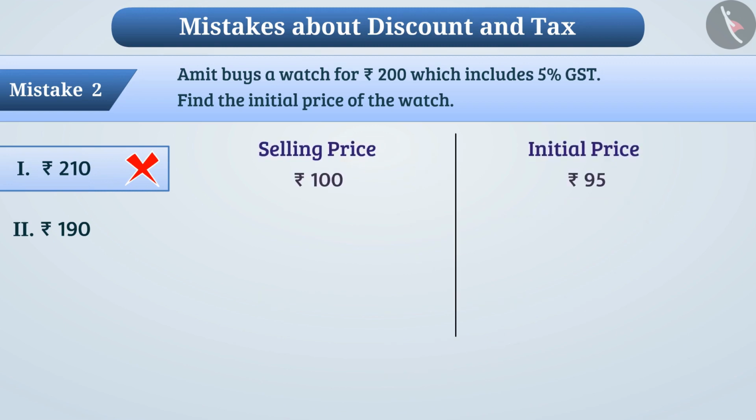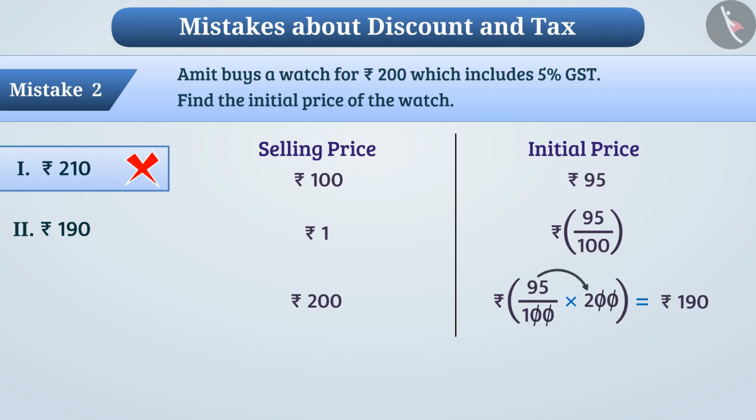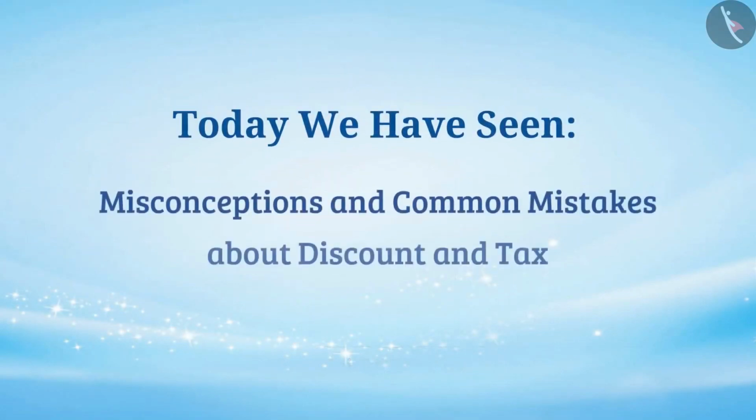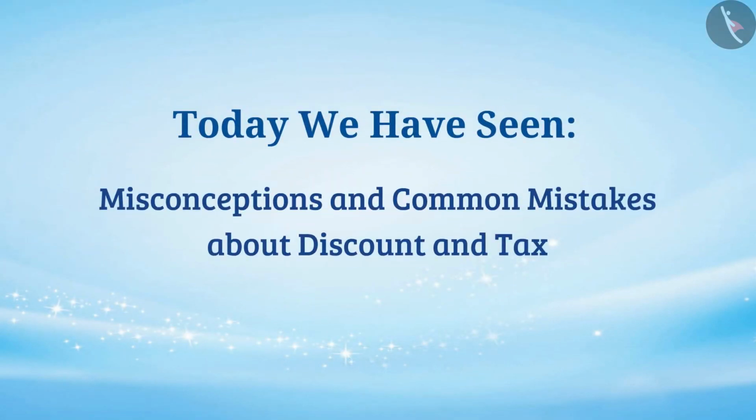When the selling price is rupees 100, then the initial price is rupees 95. In this way, when the selling price is rupees 1, then the initial price will be rupees 95 by 100. In this way, when the selling price is rupees 200, then the initial price will be rupees 95 by 100 multiplied by 200, is equal to rupees 190. In this way, before adding GST, the value of the watch, that is, initial price, will be rupees 190. Hence, the correct answer is option 2. Today we have seen misconceptions and common mistakes about discount and tax.